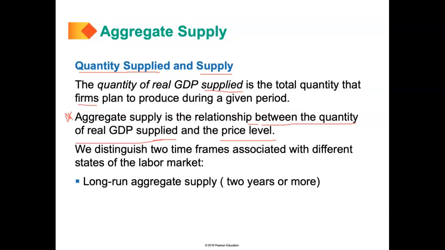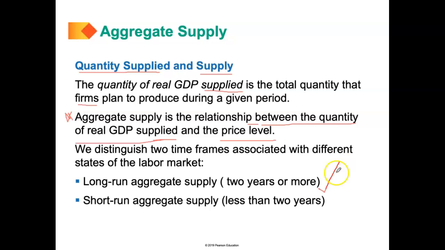Okay, and we also have aggregate supply in the short run. So in the short run is basically less than 2 years. Now this is what we are looking at. First of all, the quantity of GDP supplied is the total quantity of goods and services firms, or the total amount of firms, producers and sellers in the economy, want to produce at a given time period.